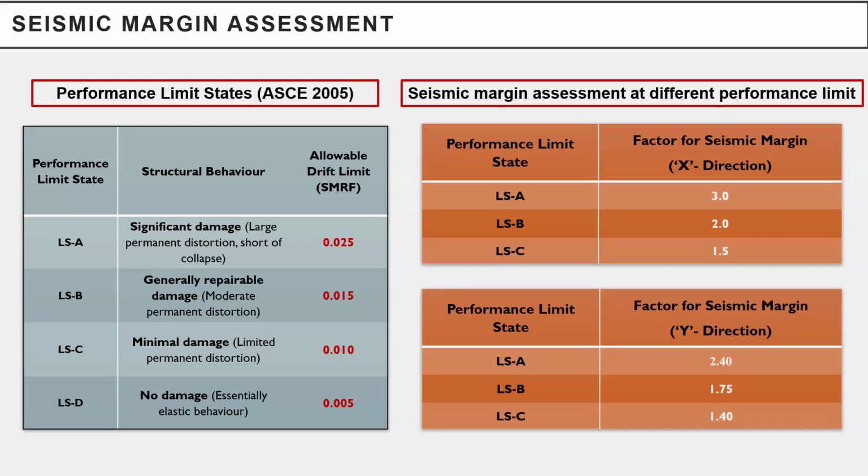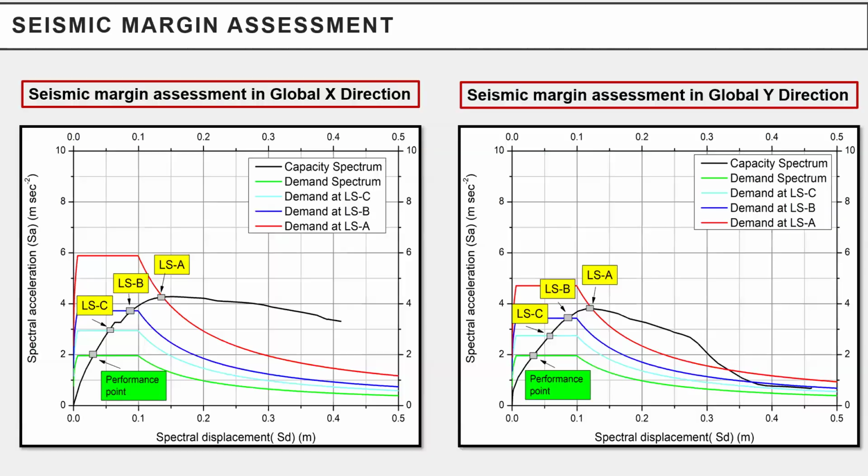These are the seismic margins at different performance limits that have been observed. For performance limit A, the factor for seismic margin in X direction is 3 and in Y direction is 2.4. For performance limit B, the factor in X direction is 2 and in Y direction is 1.75. And for C, they are 1.5 and 1.4 in X direction and Y direction.